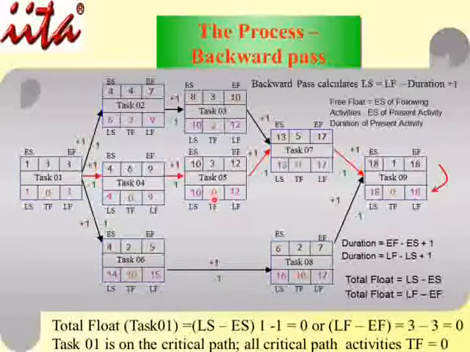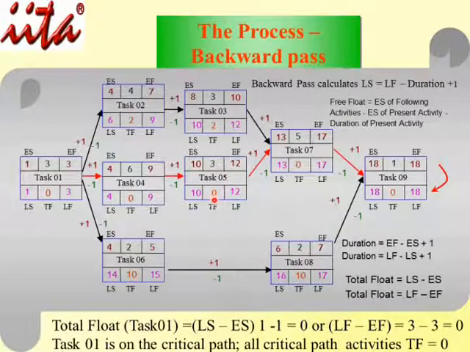Task 5 here also has 0 as total float. TF means total float. So all the activities on the critical path have a total float of 0. The activities not on the critical path have float. Look, this is 10: 14 minus 4 is 10, or 15 minus 5 is 10, and this also, 16 minus 6 is 10, 17 minus 7 is 10.